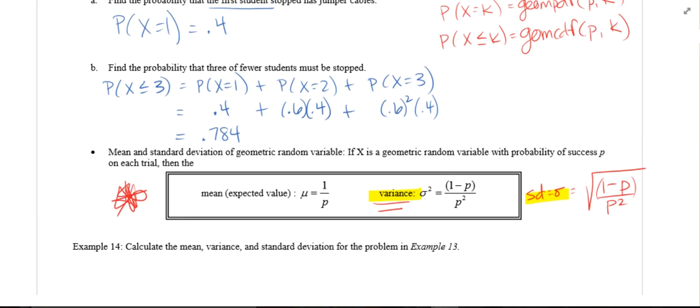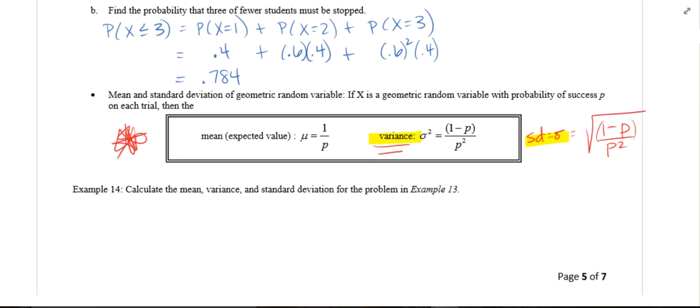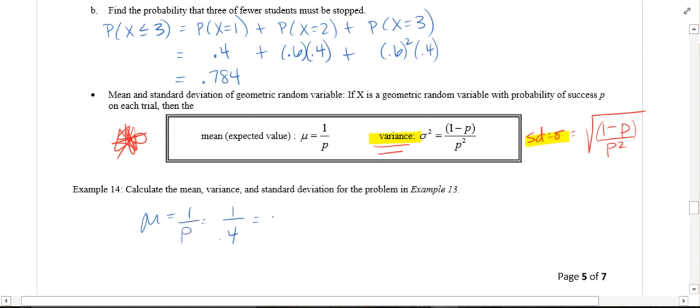So the problem that we were just doing, find the mean. So on average, how many people are you going to have to talk to when you find your first success? So it's 1 over P. P was 0.4. So 1 divided by 0.4 is going to be 2.5. So on average, your first success happens in between 2 and 3 people you have to ask.